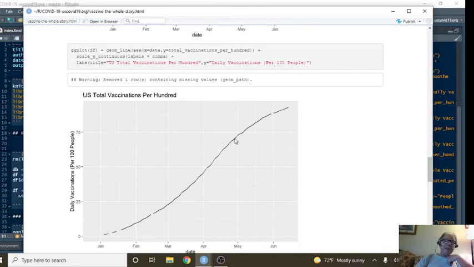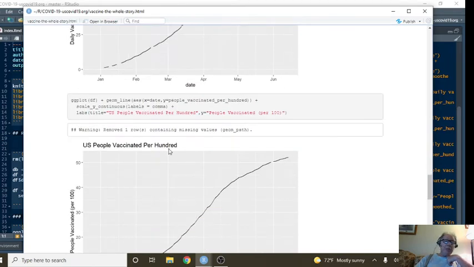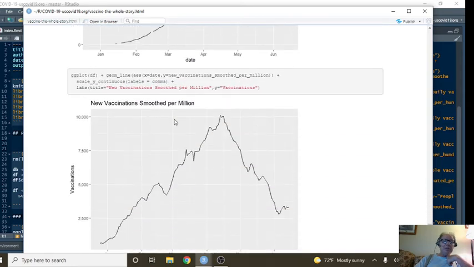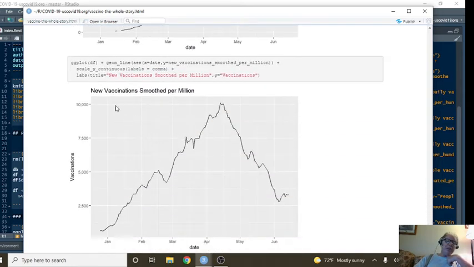U.S. total vaccinations per 100. Okay. U.S. people vaccinated per 100. And here you can see new vaccinations smooth per million. Okay, this is the interesting thing. So this would be the daily, the smooth daily totals, the smooth number of vaccinations per day. Okay, not cumulative totals.